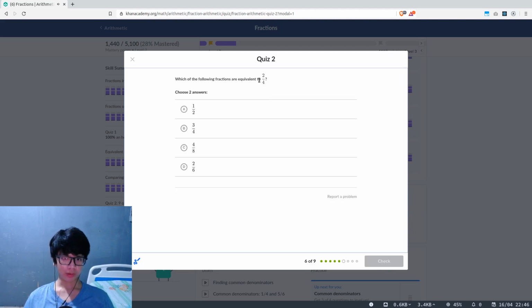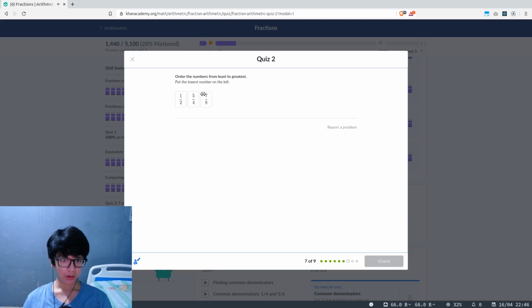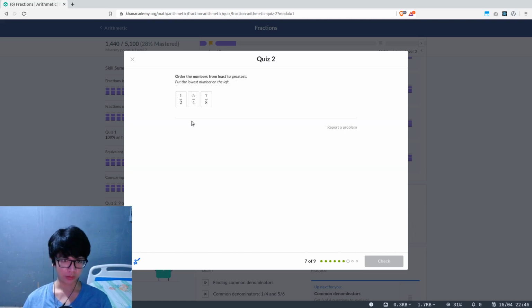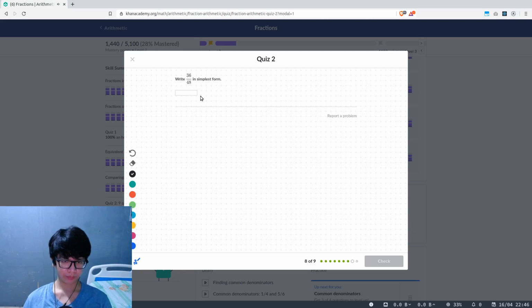Which of the fractions are equivalent to 2/4, 1/2, 4/8? That's going to be 4/8. This actually should be like that. No. 1/2, 7/8, and 5/4. Simplest form. So both are divisible by 6. We have 6/8 and 3/4.